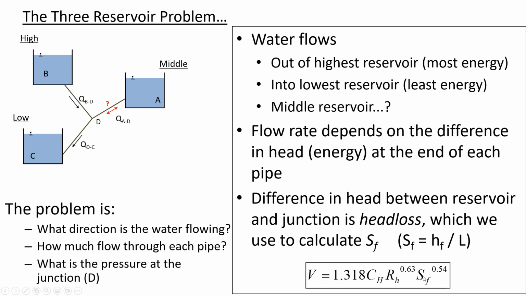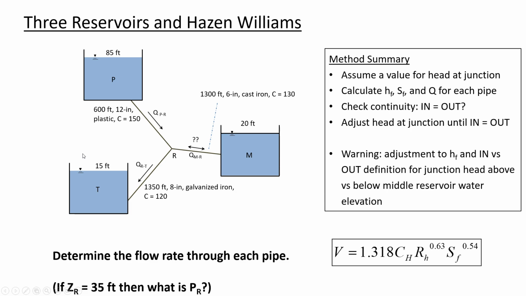And what we're looking for is we want to make sure that here at junction D, the flow in and the flow out are equal. That's the continuity principle. That's our convergence criteria. The way that we know that we're done calculating is when the flow into junction D and the flow out of junction D is in balance.